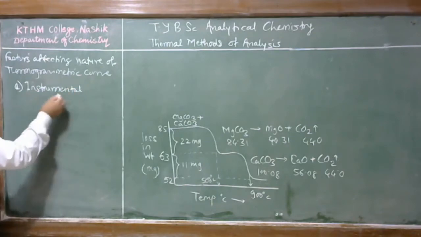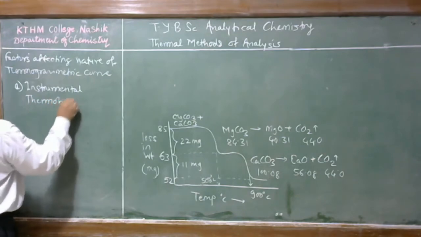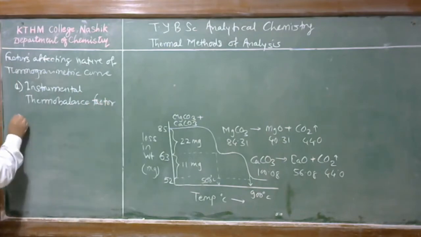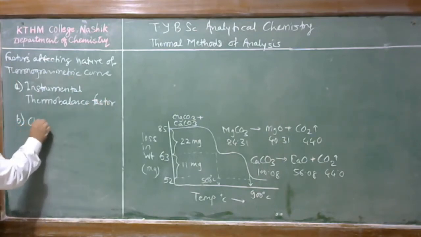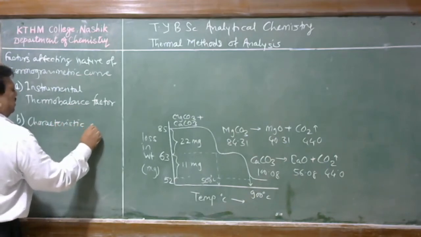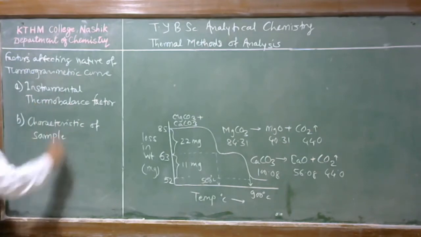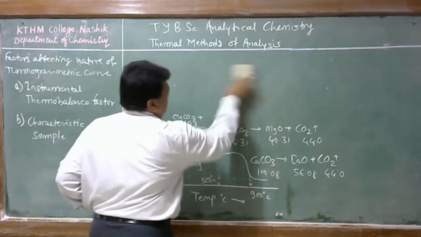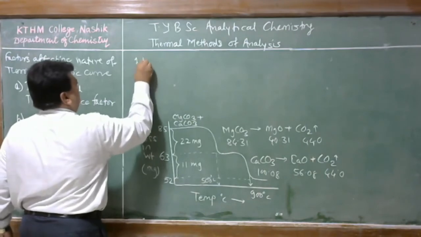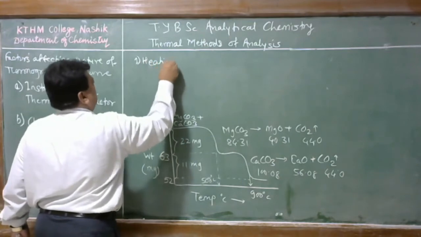Instrumental, or you may say, the thermobalance factor. And the second one is the characteristic of the sample. Therefore, sample characteristic and the thermobalance both affect the nature of the thermogravimetric curve. The first factor, that is the instrumental factor, is heating rate.